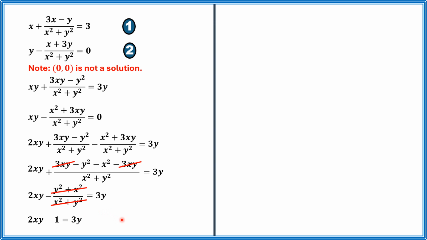Taking this 1 towards the right, we will get 2xy is equal to 3y plus 1, and dividing both sides by 2y, we will get x is equal to (3y plus 1) divided by 2y. So this is the value of x. We can substitute this value either in equation number 1 or 2. I will substitute it in equation number 2, because equation number 2 is a bit easier, having a 0 on the right hand side.